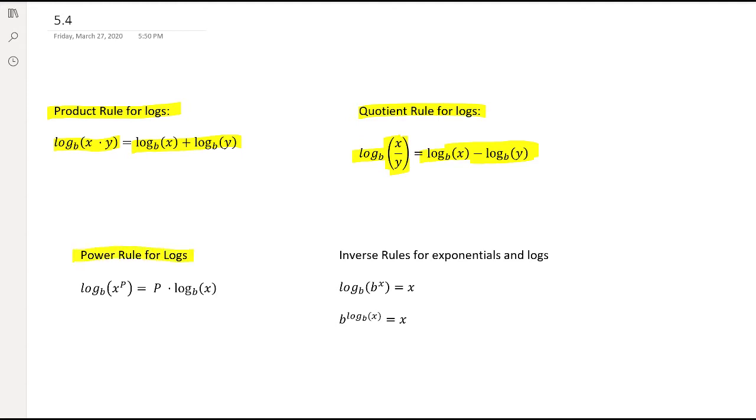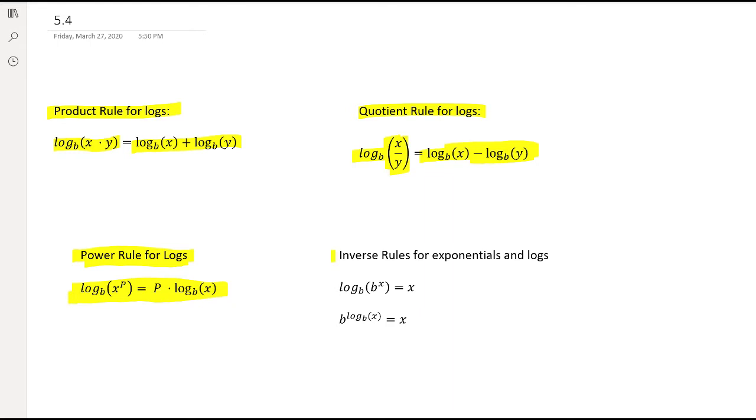The power rule for logs says, hey, if I have log base b of some x raised to the p power. So here it's assumed that your base x is not the same as your base b, or even if it is the case, you can still do this. But what you can do is you can take the power, the exponent, on your argument, and you can bring that out front and multiply it by the log base b of x. So that's what the power rule says.